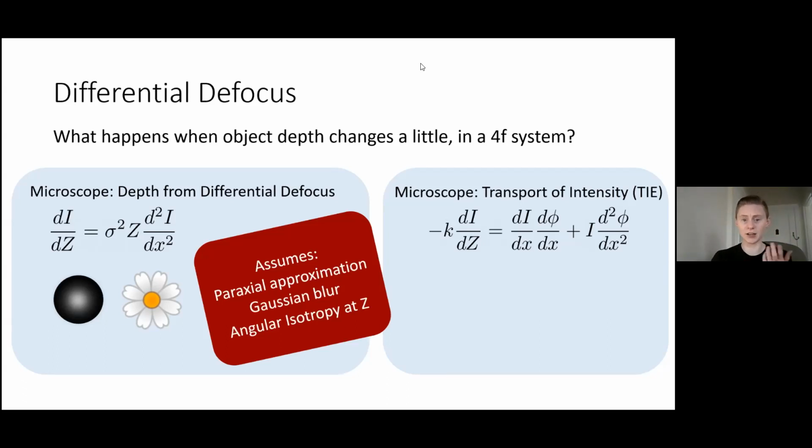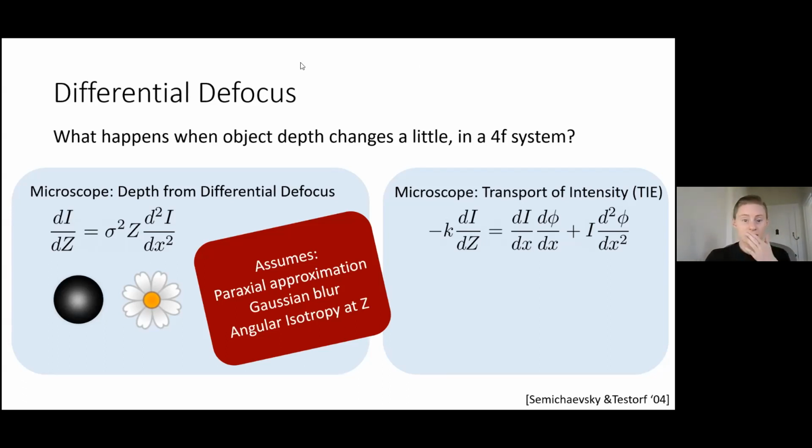Our assumptions here are just the paraxial approximation, Gaussian blur, and a pretty high level of angular isotropy at some well-defined depth z. If we don't have that angular isotropy, it's hard to say where the object is, because that's how we define depth for a point source or a photographic object. It's where all of those cones of rays originate.